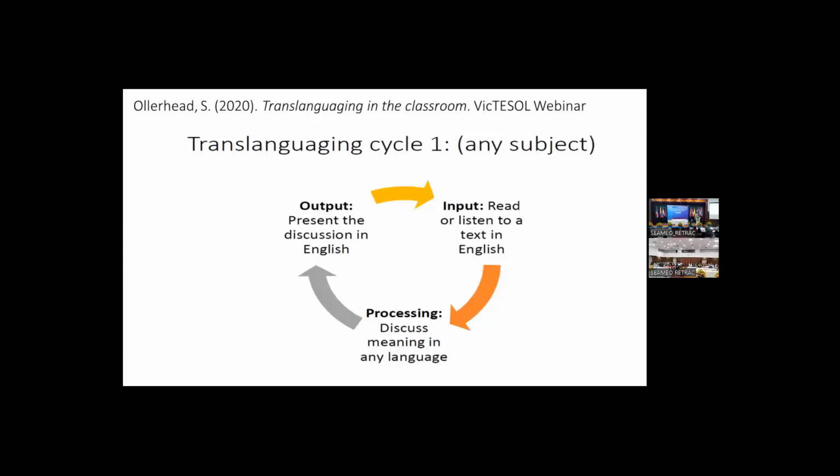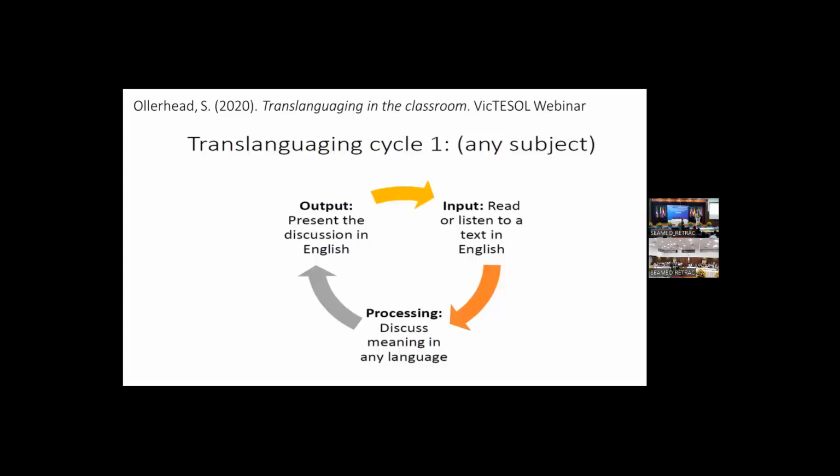This is my thought, right? You are making an assumption that after reading or listening to a text in English, and by the way, there can be a lot of translanguaging going on in learners' minds, maybe not openly, but in their minds while they're doing that. And then you get to processing, discuss meaning in any language, right? And then you move to output, present the discussion in English, right?